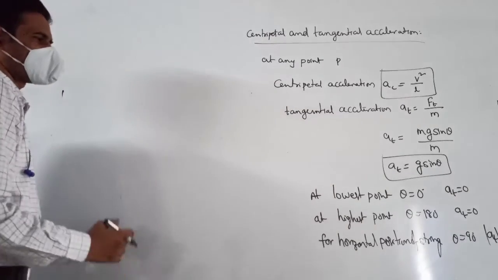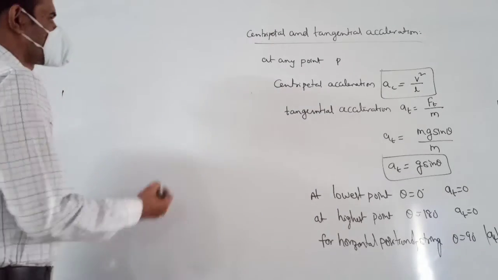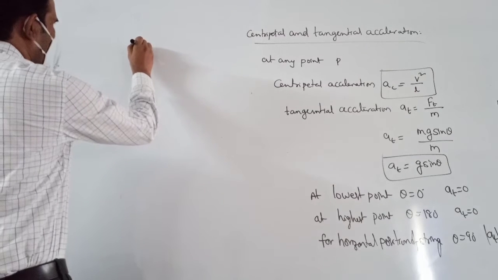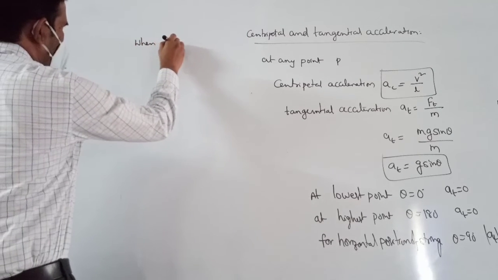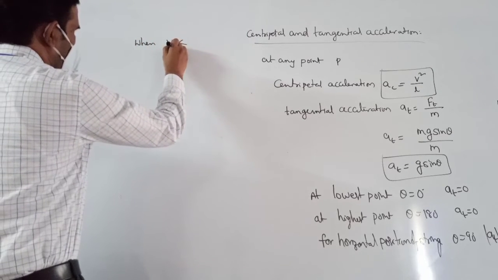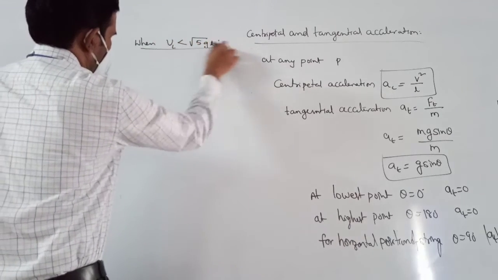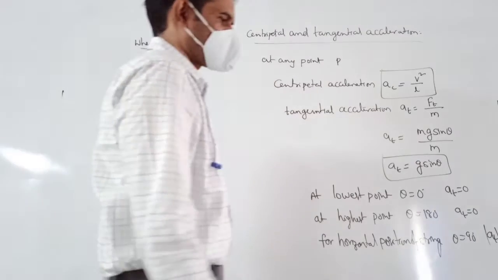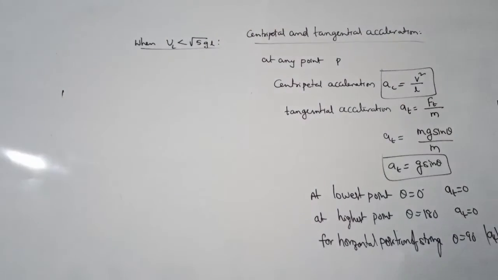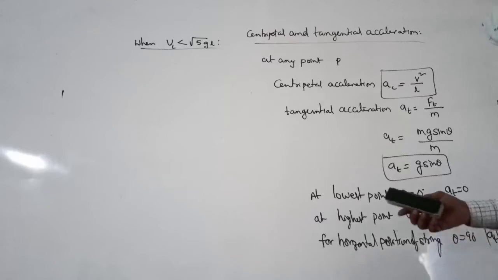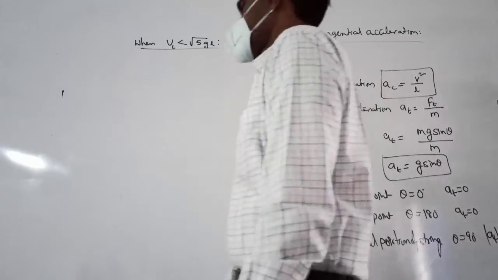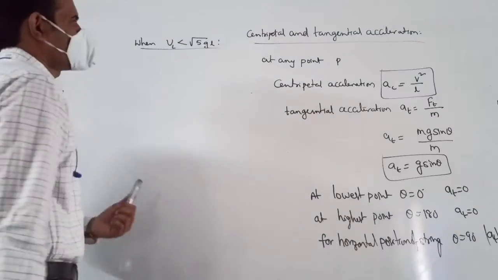When the velocity at the lowest point is less than root 5GL, let us discuss that case now. Until now we discussed when velocity is equal to or greater than root 5GL, so it will complete the vertical circle. Now let us discuss when velocity at the lowest point, VL, is less than root 5GL. One thing we can say is it cannot complete the vertical circle.